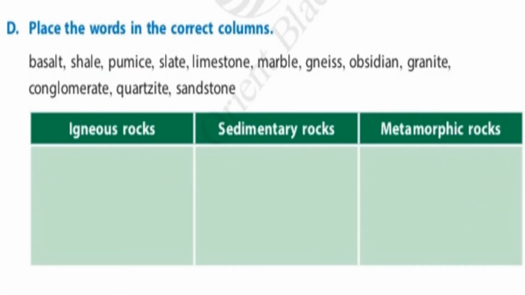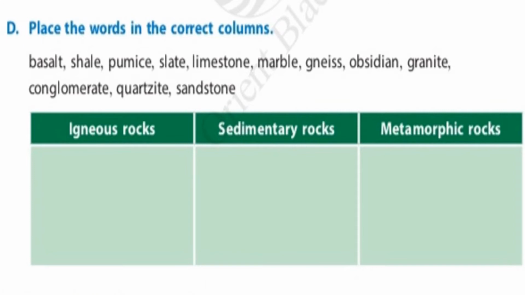Place the words in the correct columns. You can see the name of different types of rocks: basalt, shale, pumice, slate, limestone, marble, gneiss, obsidian, granite, conglomerate, quartzite and sandstone. You have to classify these rocks under igneous, sedimentary and metamorphic rocks.